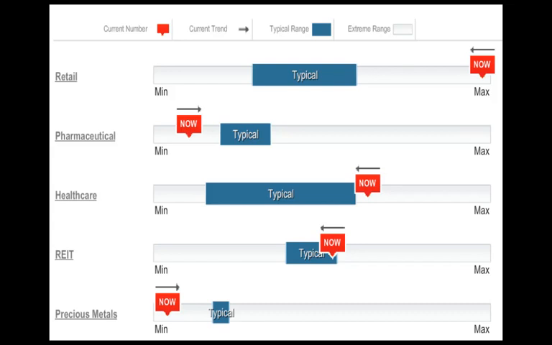As you look at retail, you can see that retail has greatly outperformed the general stock market because the little red box is way over to the right and it's moving back. As you move down, you can see pharmaceuticals have underperformed the stock market, but now they want to catch up and get back to their historic average and maybe even surpass it. That means pharmaceuticals are probably a good place to have your money today. Healthcare has outperformed the overall market, because the red box is to the right of the typical range and it's moving back. REITs have outperformed and they're now moving back within the typical range, so you probably don't want to be in REITs.